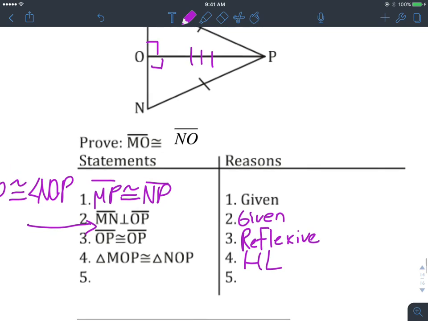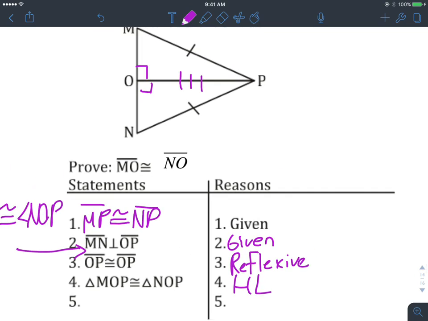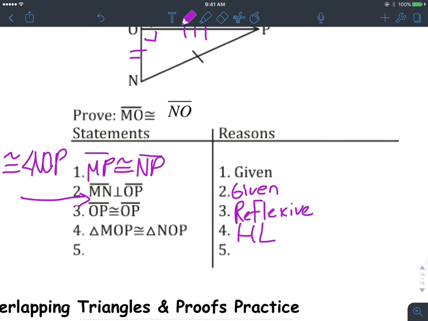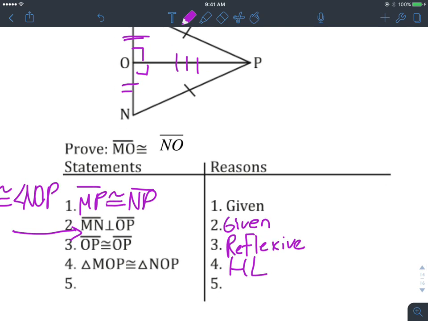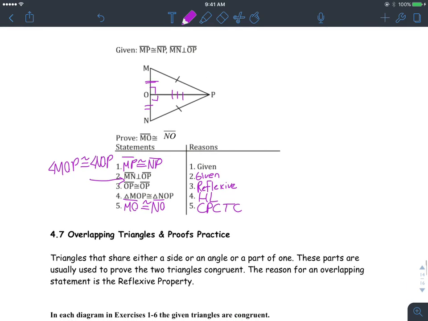All right, therefore the triangles are congruent because of HL, and then after that, your leftover stuff here will be congruent. So we can say MO is congruent to NO. And that is the leftover stuff. So CPCTC. And then there you go. That is it.